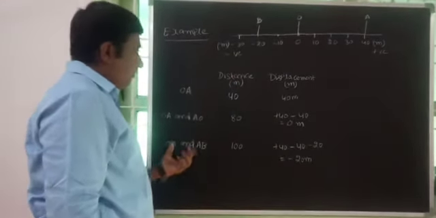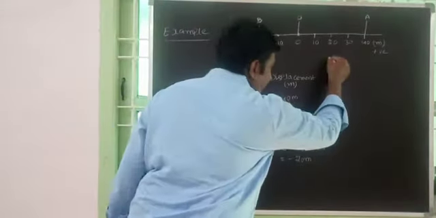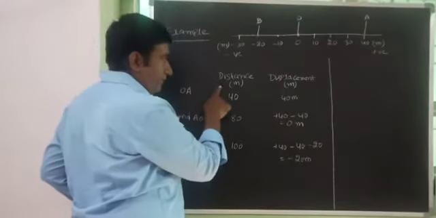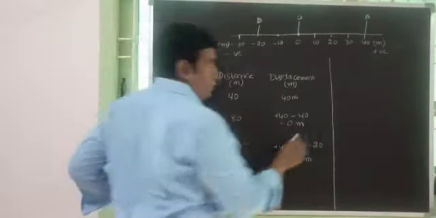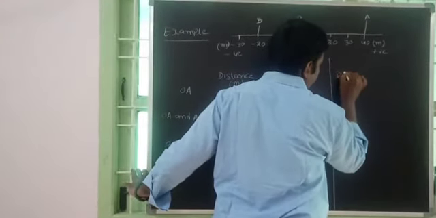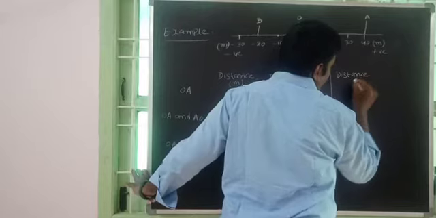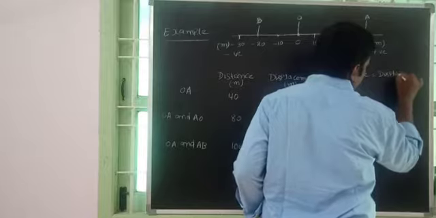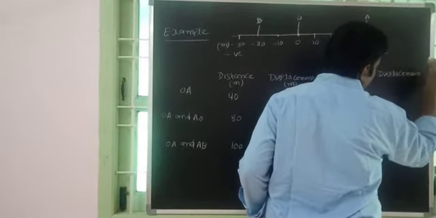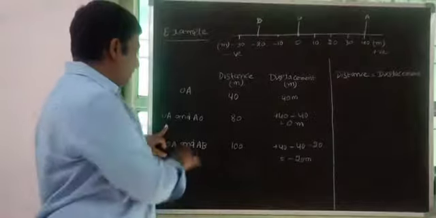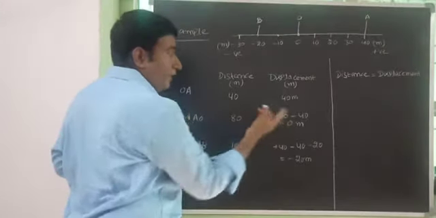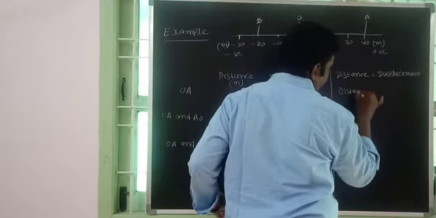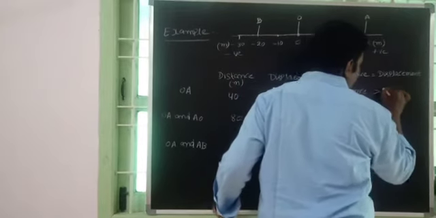Depending upon this, we can tell that from the first case, distance is equal to displacement. In the second case, we can tell that the distance, 80, is greater than the displacement, 0 meters. That is, distance is greater than displacement.